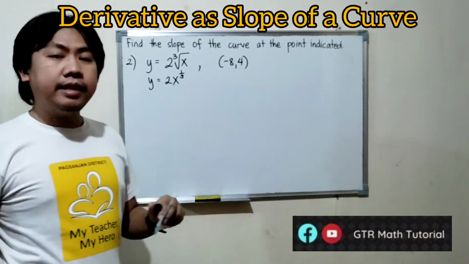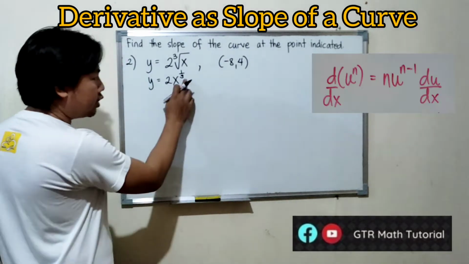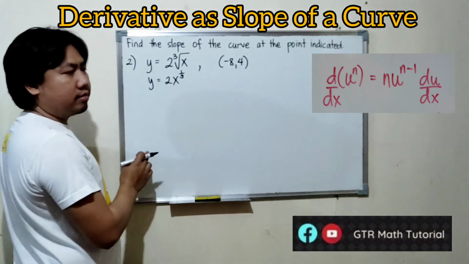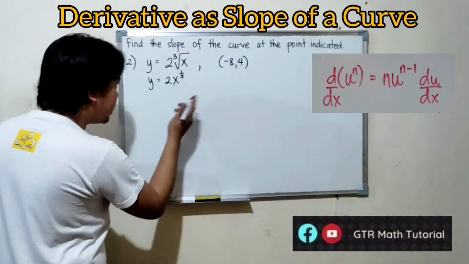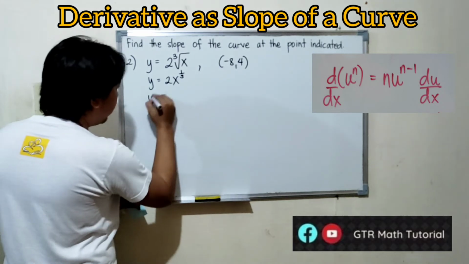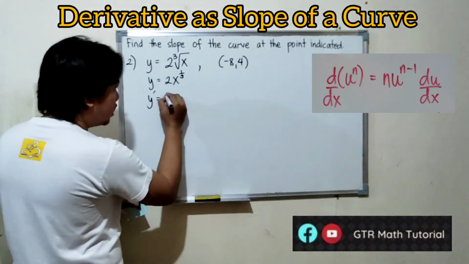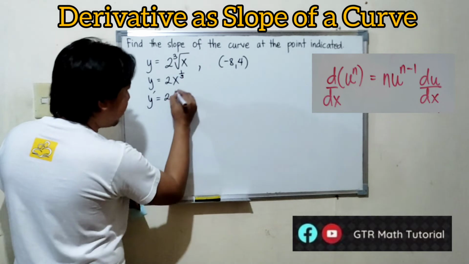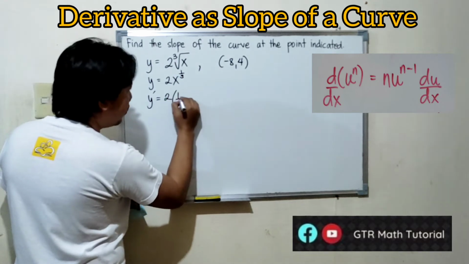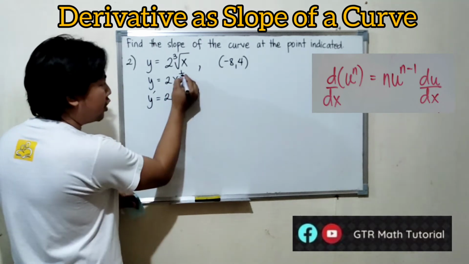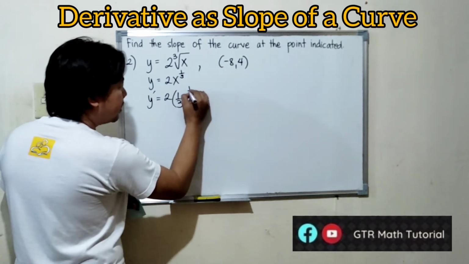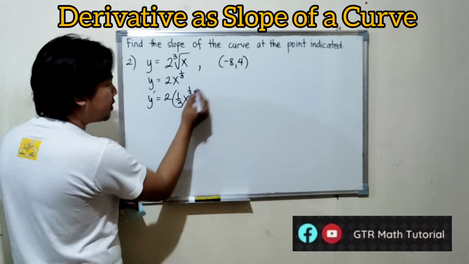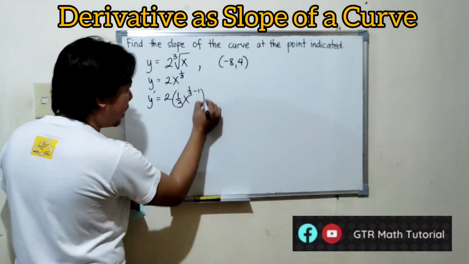Now we can apply the power rule since we have an exponent. The power rule: the derivative of u to the n is n u to the n minus 1 times du with respect to x. Therefore, y prime equals 2 times the derivative of x raised to 1/3. So we multiply by 1/3 to the base x, then x raised to 1/3 minus 1, times the derivative of x with respect to x, that is 1.